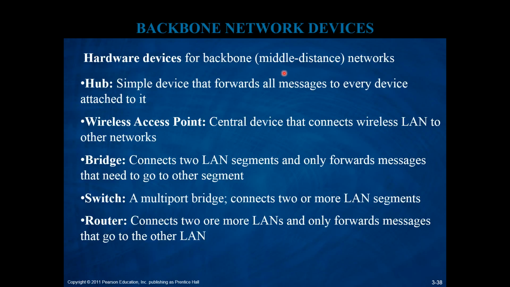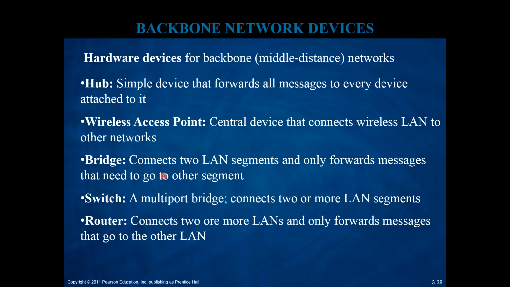Typical backbone hardware devices include hubs. Now, hubs are not in use anymore because they don't have a very efficient or robust transmission algorithm, because hubs transmit a message from one device to all devices, and this is not very efficient. Then you have wireless access points. Those are central devices that connect wireless LANs to other networks.